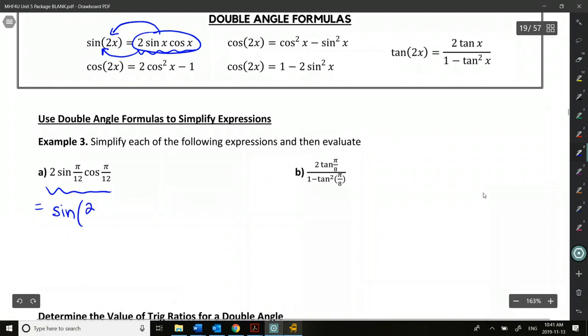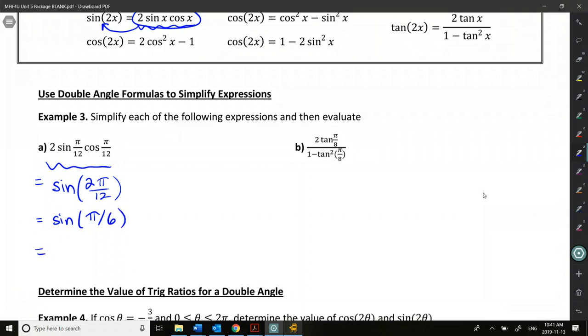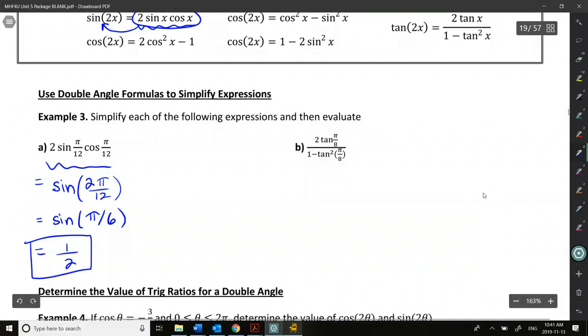Yeah, so sine, and then our x here is pi over 12. So it would be 2 times pi over 12, and 2 pi over 12 is pi over 6. So can we evaluate this exactly now? We can. And it is 1 over 2, that's right. Good job.